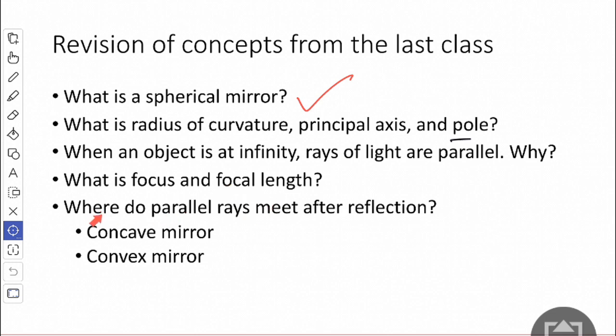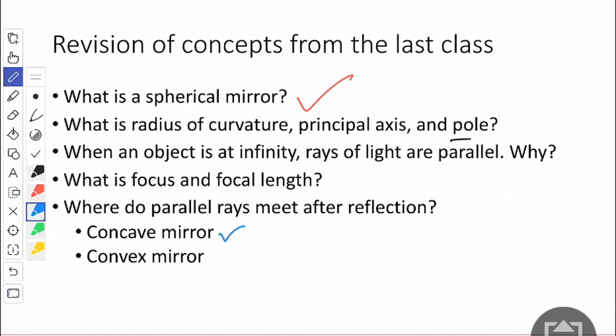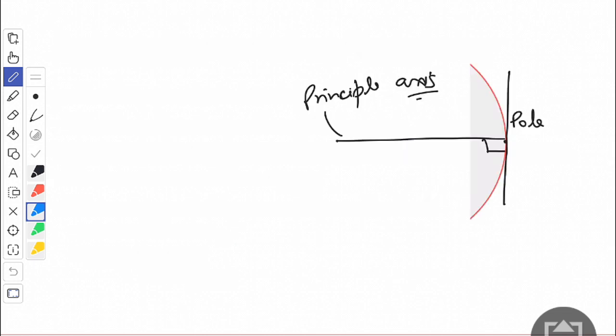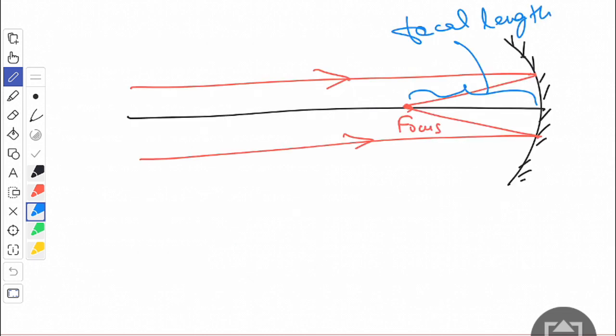Okay. So we talked about focus and focal length. Now, where do parallel rays meet after reflection for concave mirror and convex mirror? Now, concave mirror, the first one, right? This one is not very hard to imagine. If you think about this, where do they meet after reflection? So the answer is, after reflection, parallel rays meet at the focus.